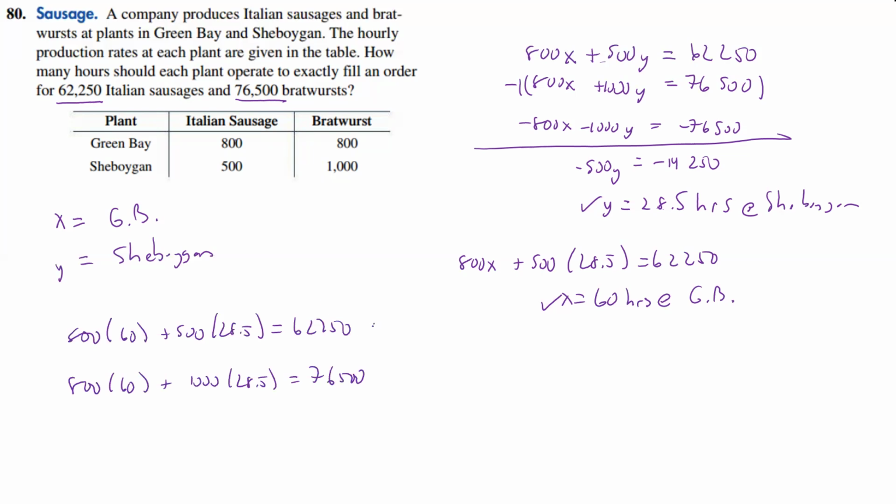So that one works. And we have 800 times 60 plus 1,000 times 28.5, and we get 76,500, and so that one works. So those are the correct hours for both Green Bay and Sheboygan to make that many sausages when they make that many in each plant. All right, so hopefully that helps you with this section.